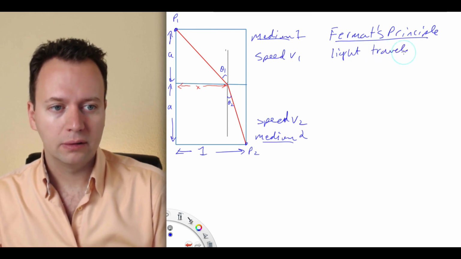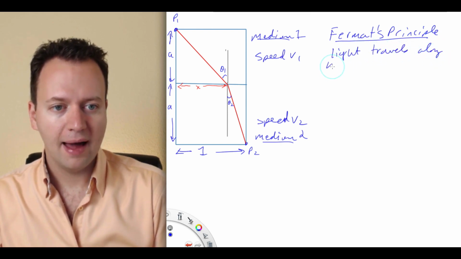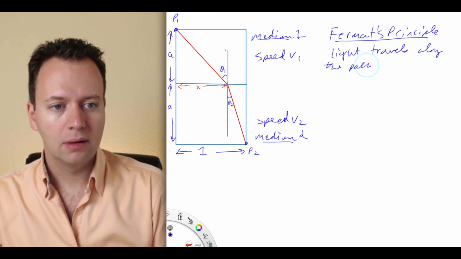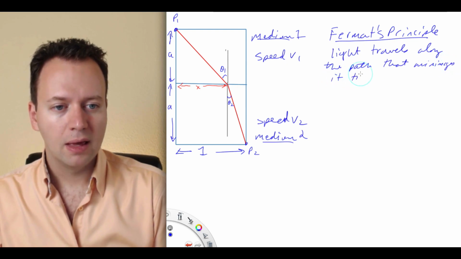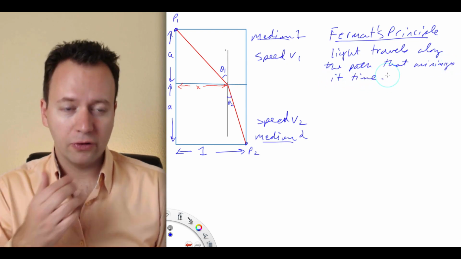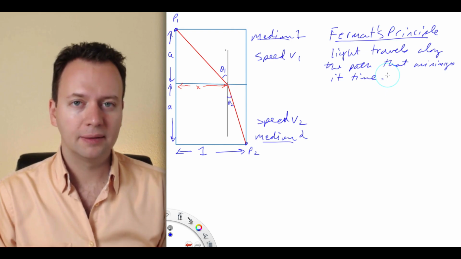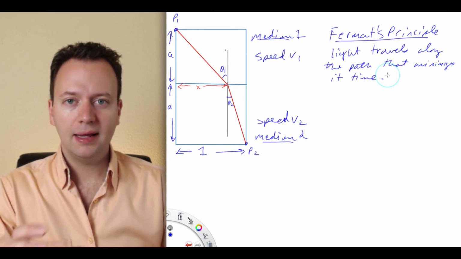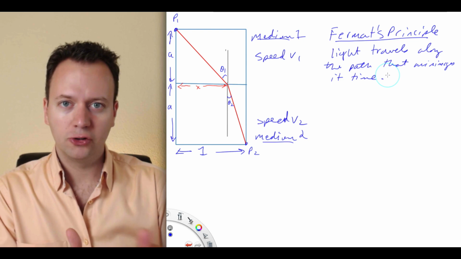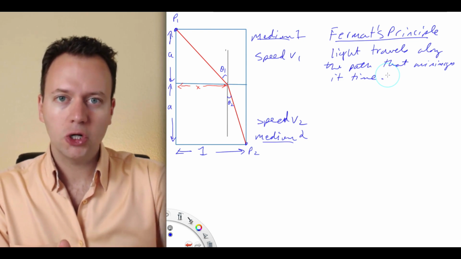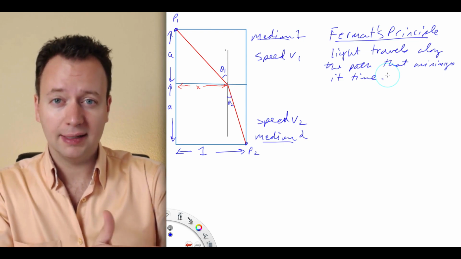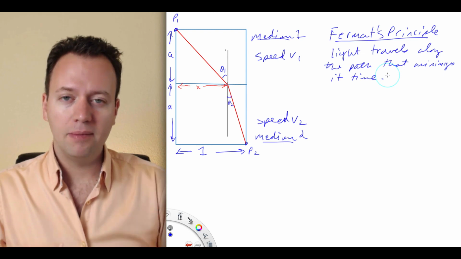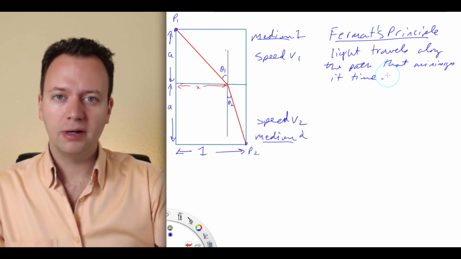So light travels along the path that minimizes its time. You can think of this like if you're on a road trip and you have your GPS. You can set the GPS to have minimum distance. Just get me to my destination in the shortest physical distance. But maybe that might take longer than another path.